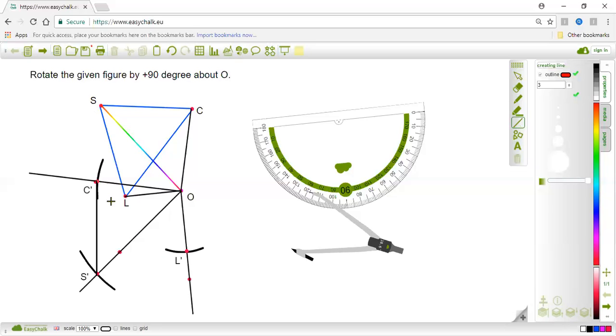After rotating a triangle, we will get the next triangle, and the object triangle and the image triangle will be congruent, will be very same. Here finally we rotate this triangle SLC, and we obtain the new triangle S dash, L dash, and C dash. This is a new triangle.